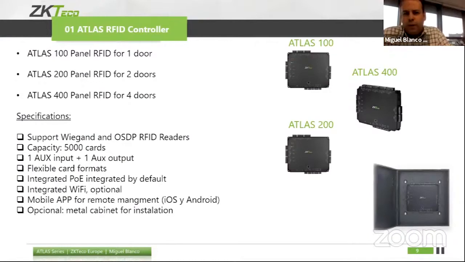One is the Atlas 100, 200, and 400. The first one is for one door, the second one has two doors, and the third one has four doors. All of them can support WIGAN and OSDP RFID readers. They have a capacity of 5,000 cards, sorry. They have an auxiliary input, an auxiliary output, and some linkages, which we will explain later.